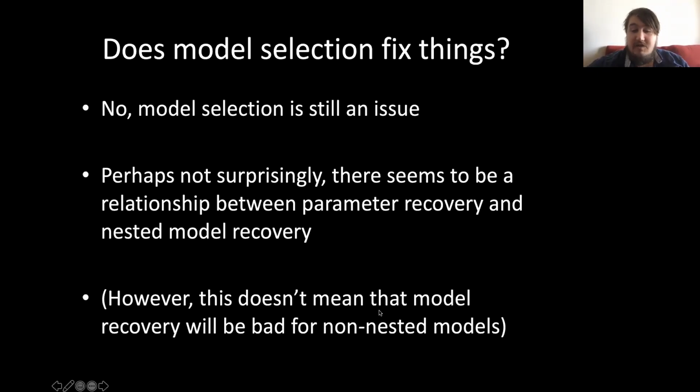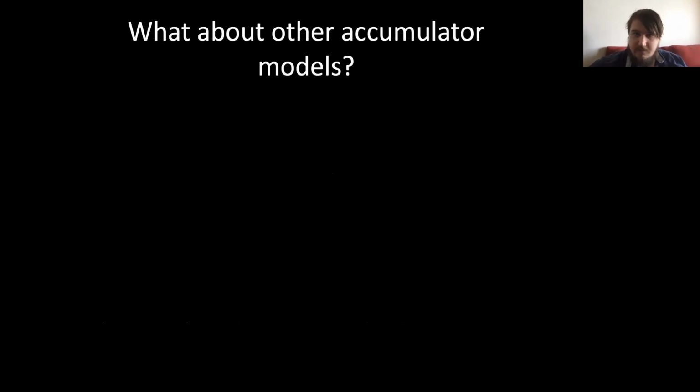I should mention that this is only for nested model recovery. This doesn't mean non-nested models will have an issue. So if, for example, you were to compare the LBA to the diffusion model, you still could get good model recovery here, right? It's about this nested model issue and seeing, do parameters vary across conditions?